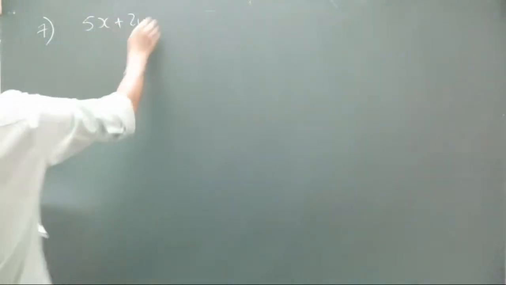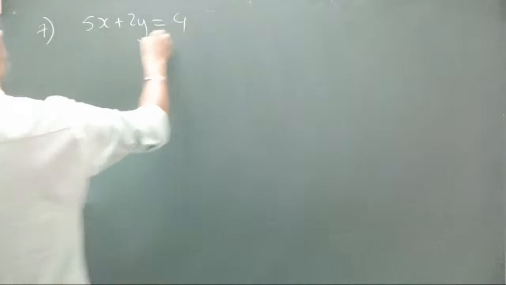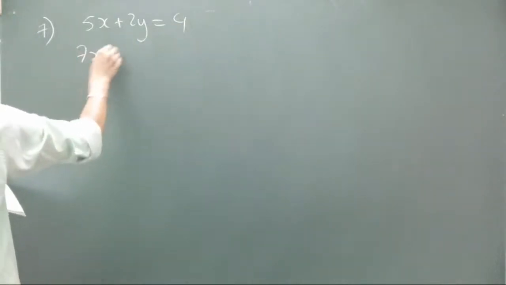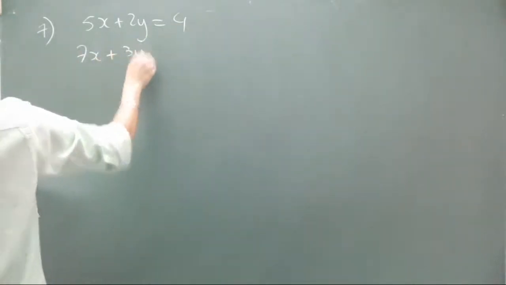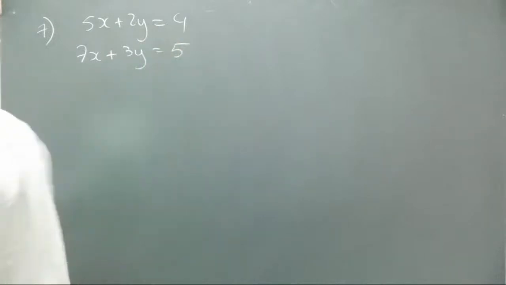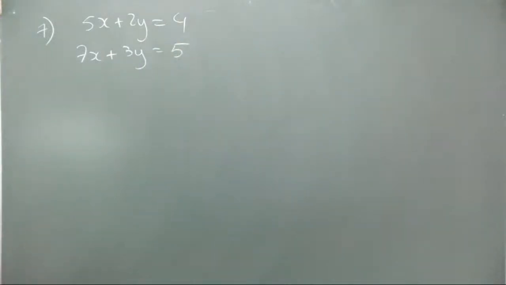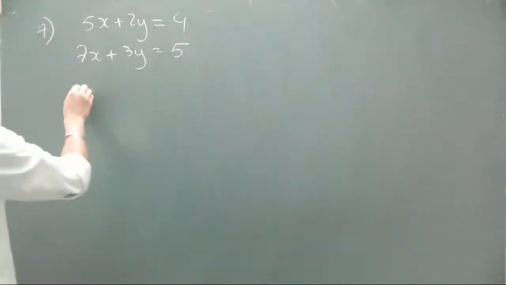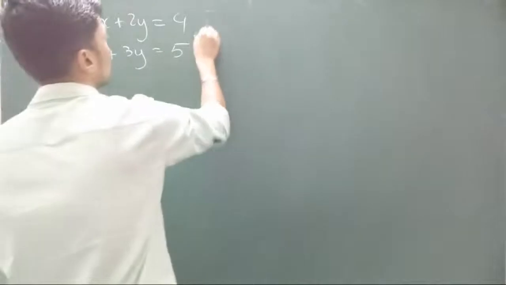5x plus 2y is equal to 4. 7x plus 3y is equal to 5. So we have to solve here. So most probably the determinant should not be 0. But anyway, let's check.